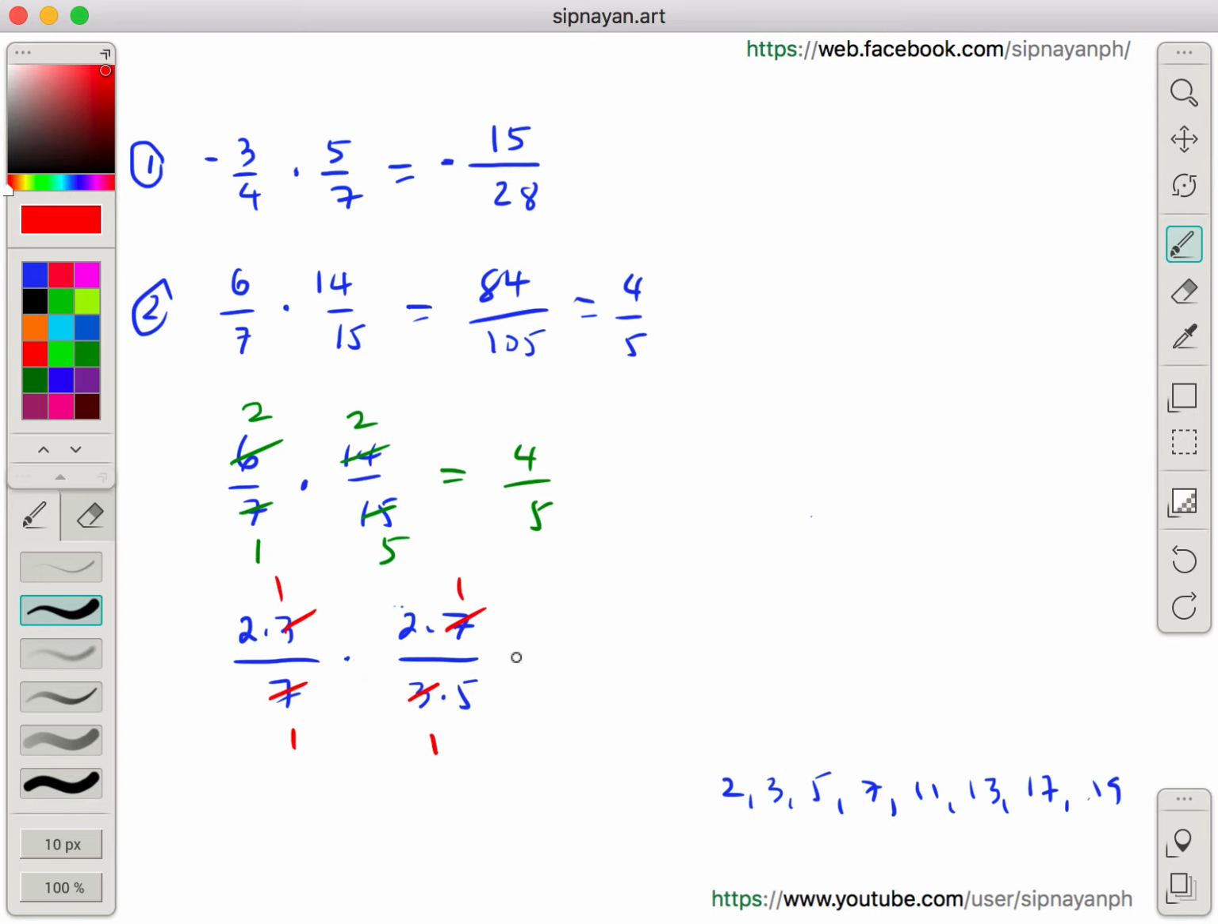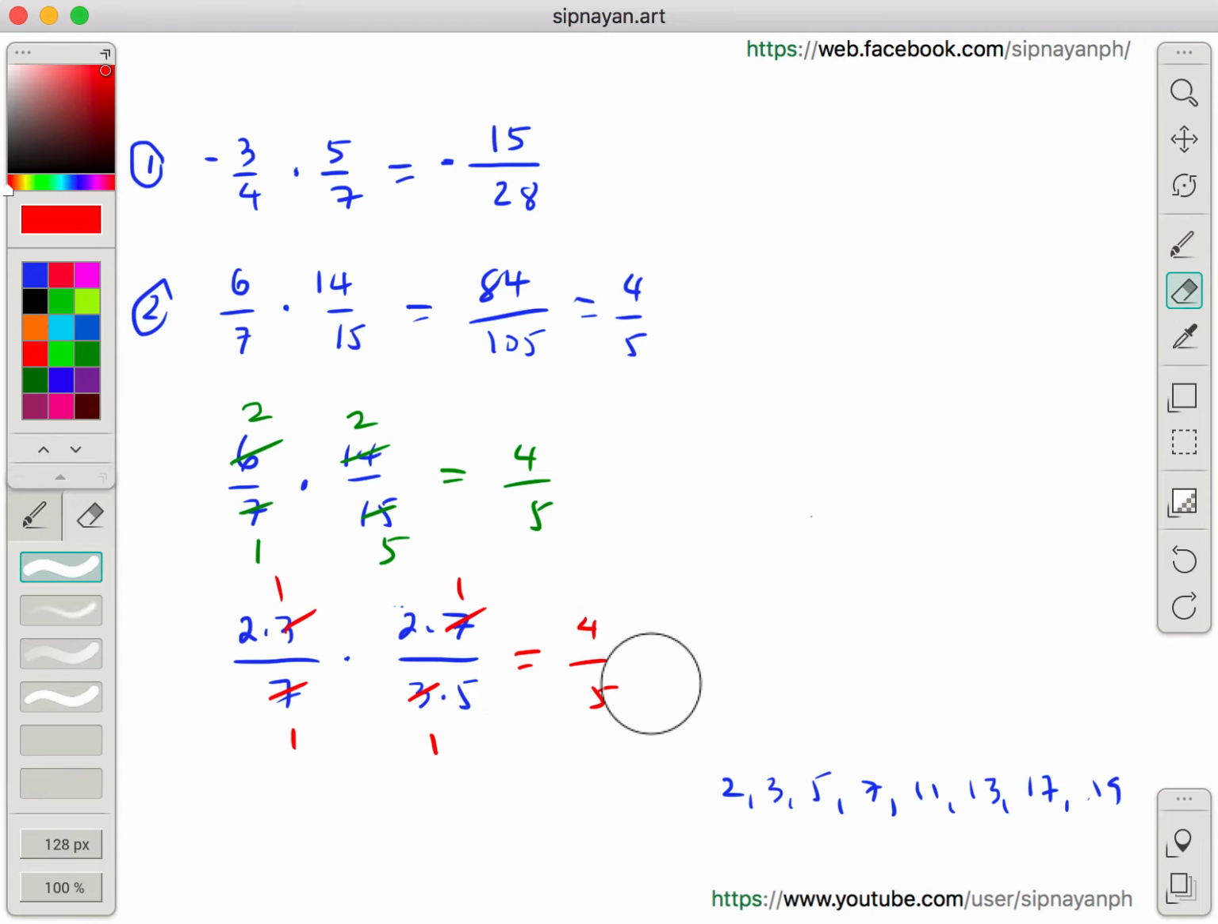No? So, meron pa ba? 2 tsaka 5 na lang natira dito. So, wala na tayo pwedeng i-cancel. So, magiging 4. 2 times 2 is 4. 2 times 1 times 2 times 1 is 4. And then, 1 times 1 times 5 is 5. No? So, that's cancellation. No?